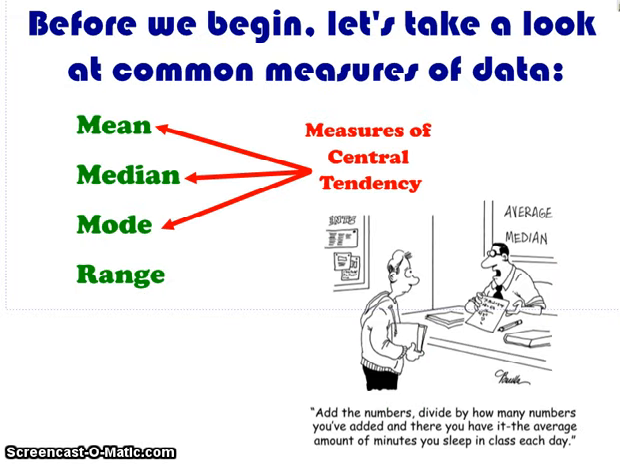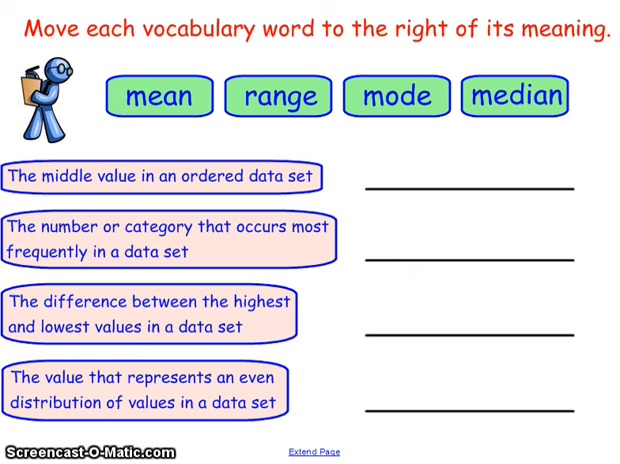Let's look at a few common measures of data. Mean, median, and mode are measures of central tendency. Range we do not describe as a measure of central tendency. Pause your video to write down the definitions on your screen. When you're ready, we will go over the definition of each.